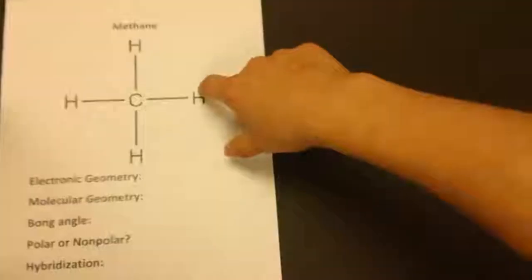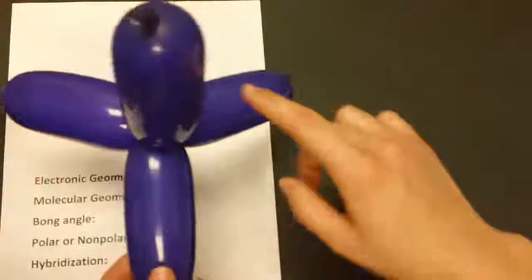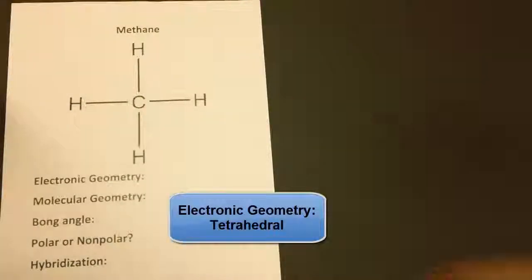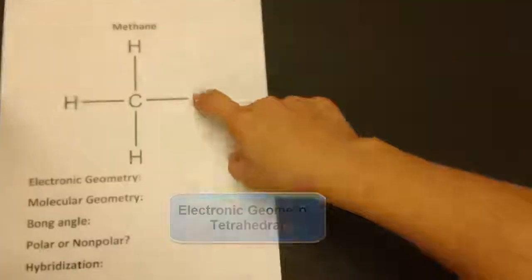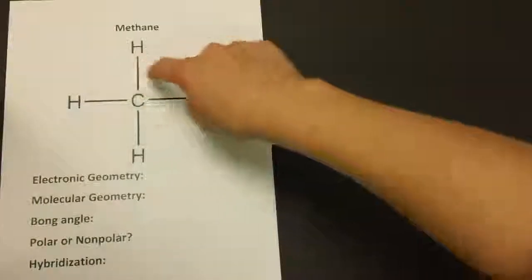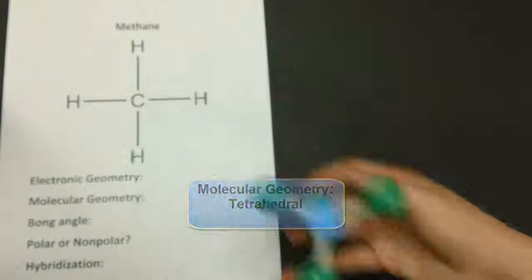So our molecule here is methane. This is the Lewis electron dot structure for methane. What is the electronic geometry? Well, how many electron regions do we have around the central carbon? As you can tell from our balloon, there's 1, 2, 3, 4. So that makes the electron geometry tetrahedral. For our molecular geometry, as you can see, our central atom has no lone pairs, and from our modeling kit, we can tell that the molecular and electronic geometry are the same, making them both tetrahedral.